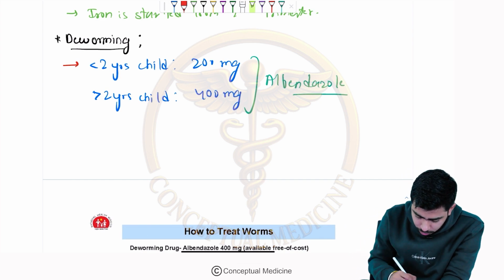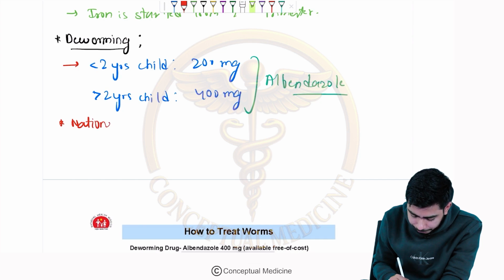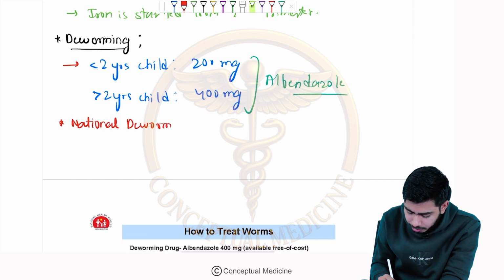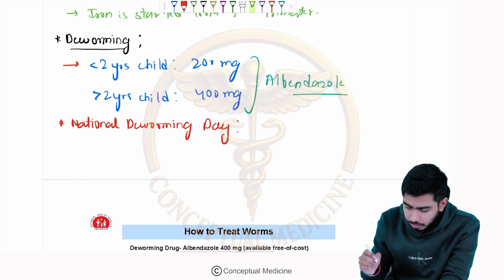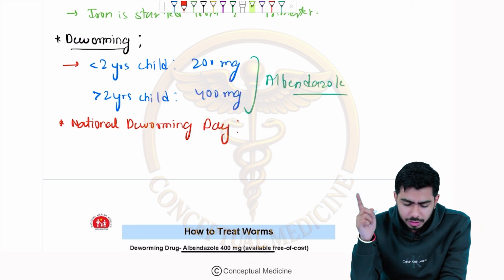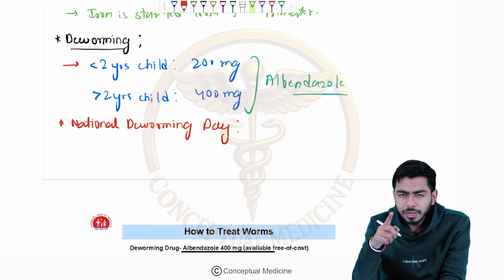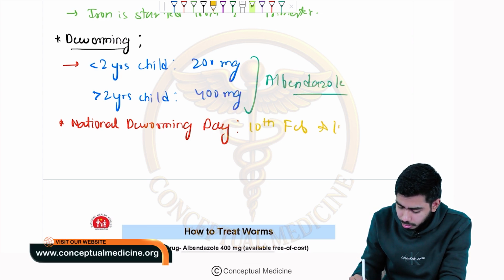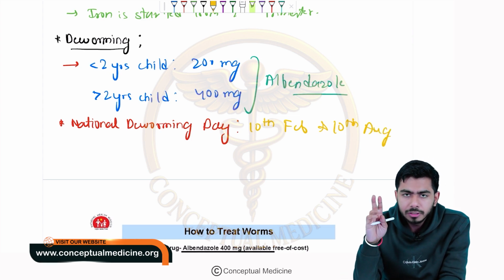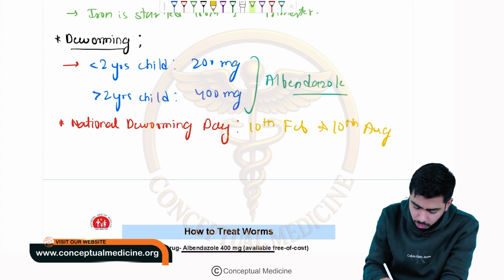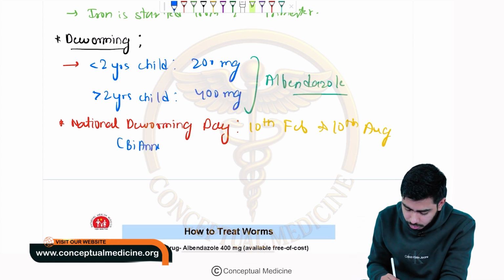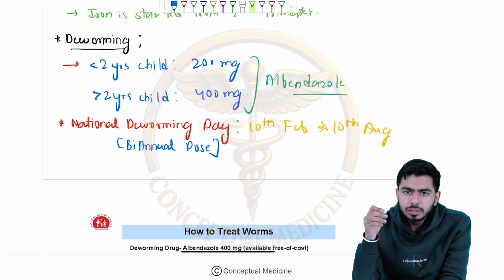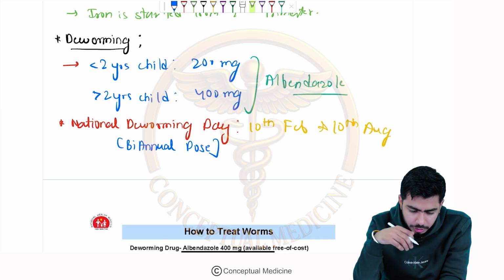The next point is that we are celebrating National Deworming Day. Here the interesting thing is we have 2 days, because we are giving this tablet twice a year. So we have the 10th of February and the 10th of August. These are the 2 days where we celebrate National Deworming Day. It is also called a biannual dose, because in a year we give 2 doses, and that's how we celebrate National Deworming Day. Okay, guys.